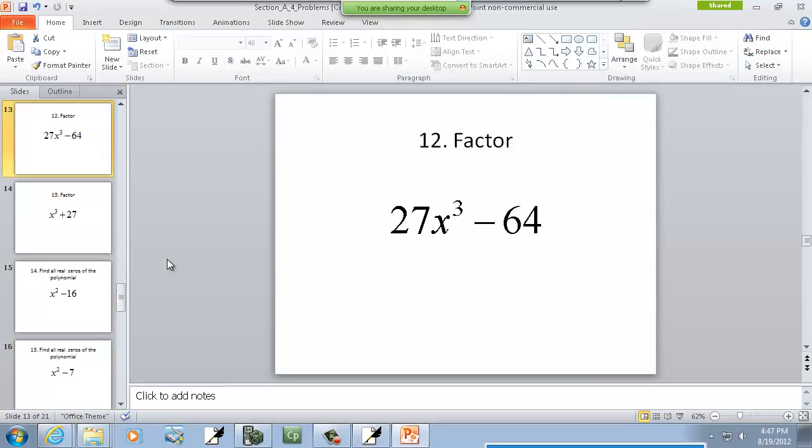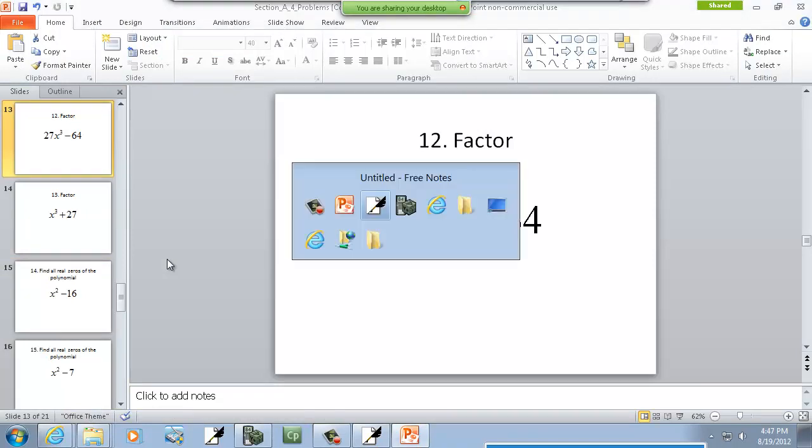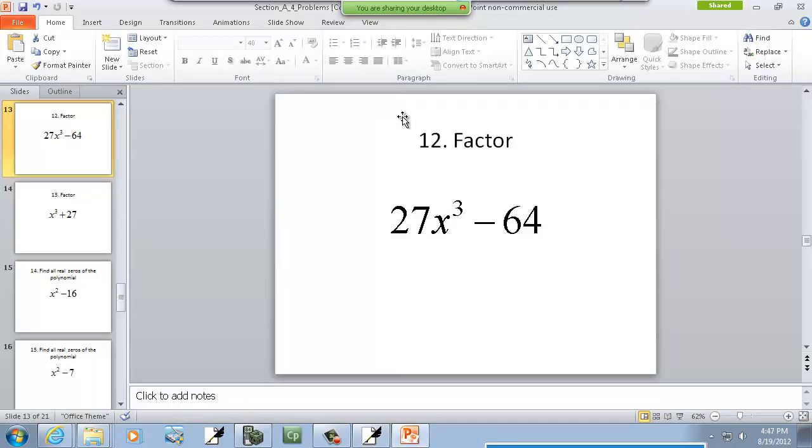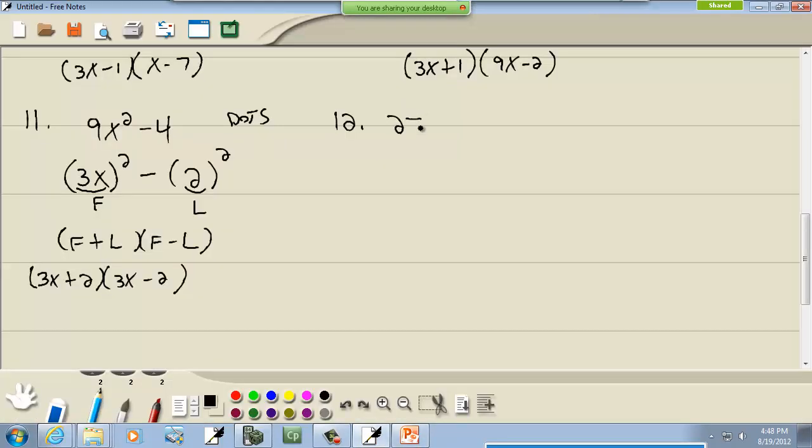Let's look at the next one. We got 27x to the third minus 64. Okay, GCF. There isn't any. Grouping, four or more terms. Nope, doesn't fit. PST and key number both three terms, so that doesn't fit. Difference of two squares. This fits, two terms with a minus between.